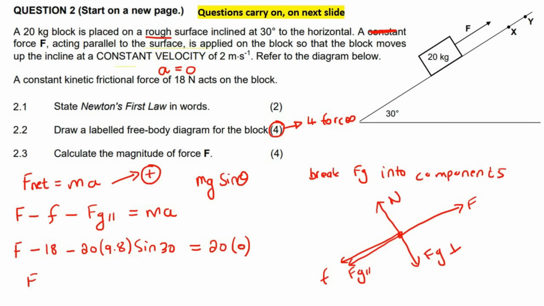And so now we can just say F minus 18 minus 98 equals 0. And if we then solve, we would find out that F is equal to 116 newtons. And you don't have to say up the slope or down the slope because they asked us for the magnitude. When they say magnitude, it only means the size. You don't necessarily have to also give the direction.